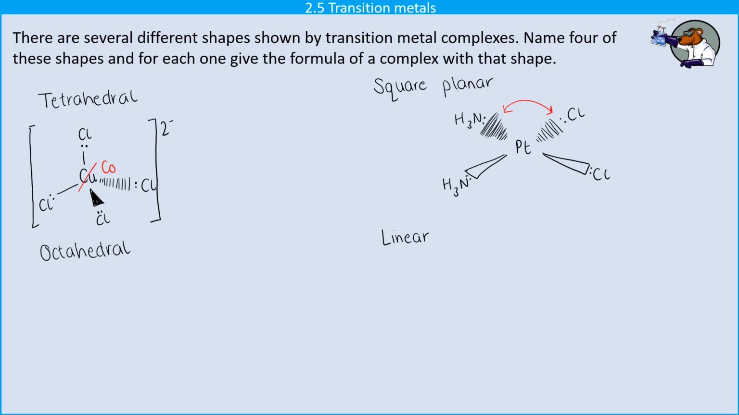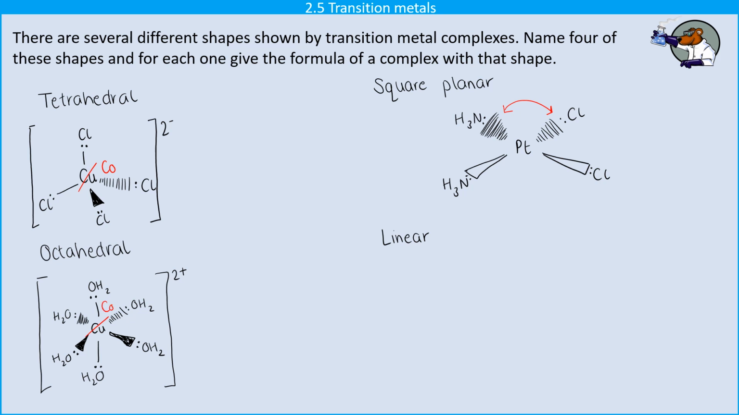For octahedral, there are loads and loads of options available to you, but the most common one that we see is the hexaaqua copper ion. And again, you could substitute cobalt instead of copper, and that will be fine. You could also have some either total or partial substitution with ammonia and use those ligands instead, and you would still get that octahedral shape.